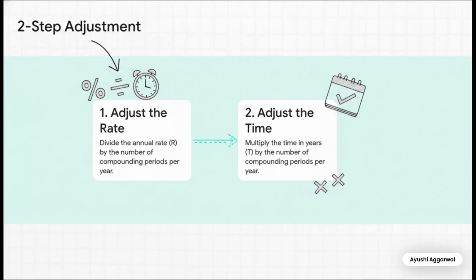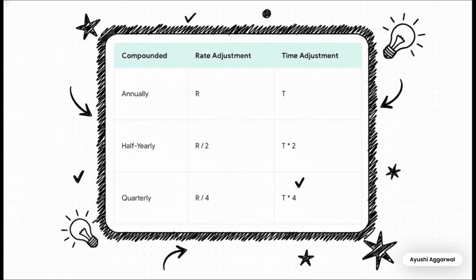Whenever the interest is not compounded annually, you just need to follow a simple two-step process. First, you're going to adjust the rate, and second, you're going to adjust the time. That's it, just 2 steps. Adjust the rate, adjust the time. It's that simple. Now, take a good look at this slide, because this table right here is your master key. You need to memorize this.